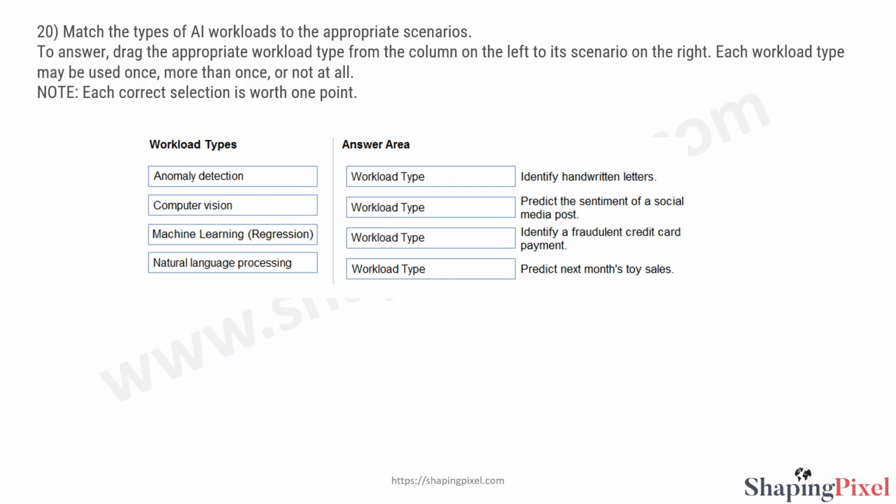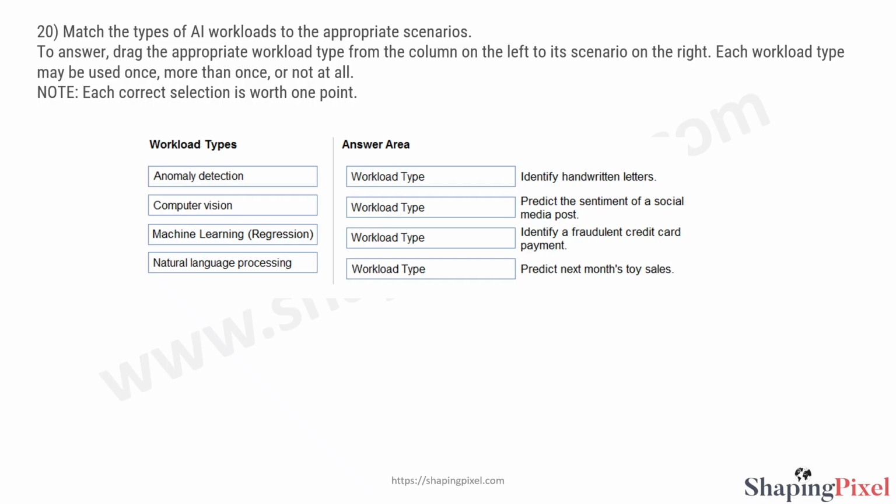Question number 20. Match the types of AI workloads to the appropriate scenarios. To answer, drag the appropriate workload type from the column on the left to its scenario on the right. Each workload type may be used once, more than once, or not at all. Each correct selection is worth 1 point. So workload types we have anomaly detection, computer vision, machine learning regression, natural language processing.